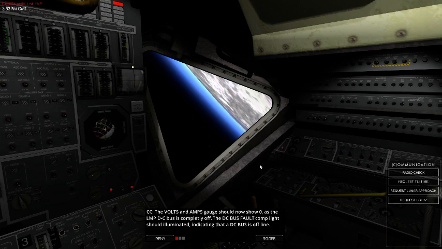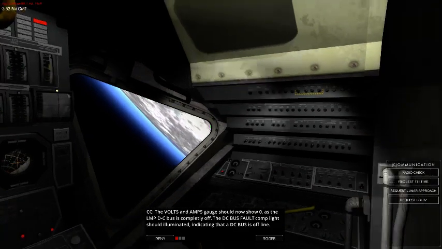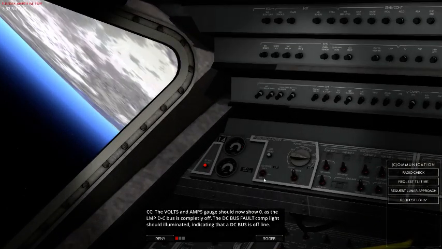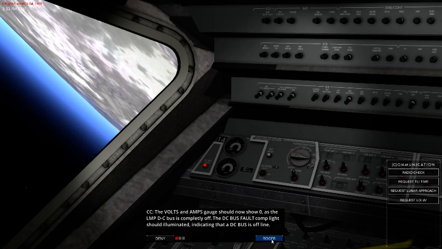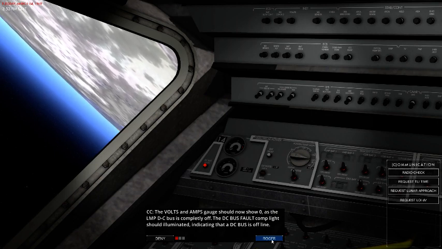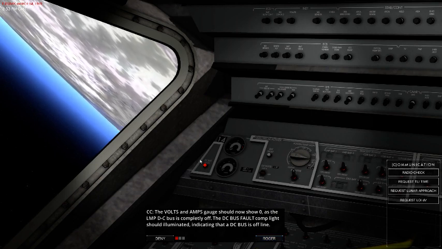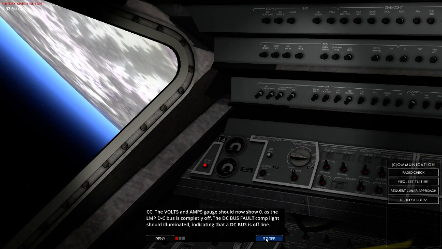So the volts and amps gauge should show zero, which it will do now because there's no power feeding it. As the LMP DC bus is completely off, the DC bus fault light should be illuminated, indicating that the DC bus is offline.